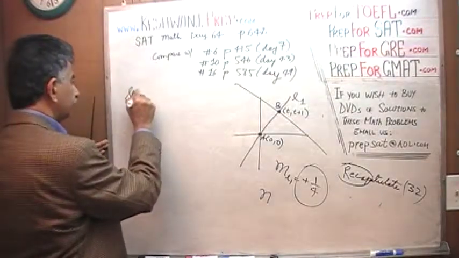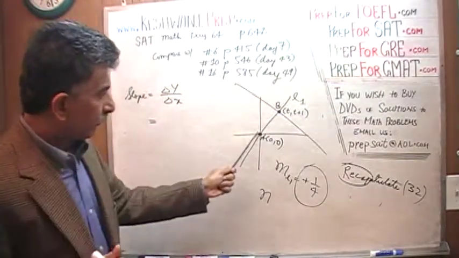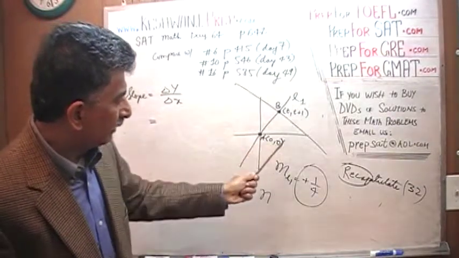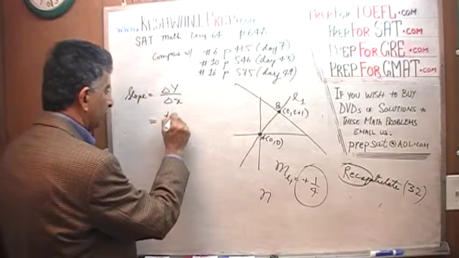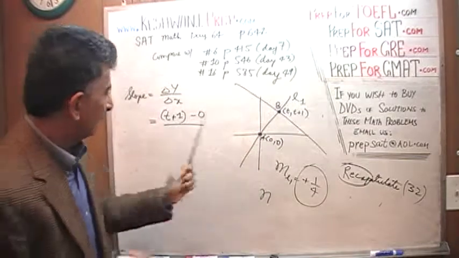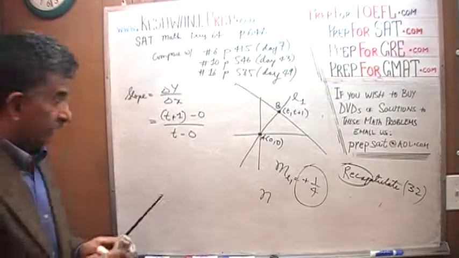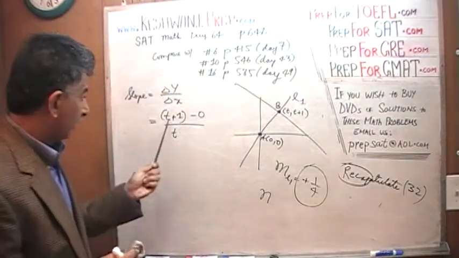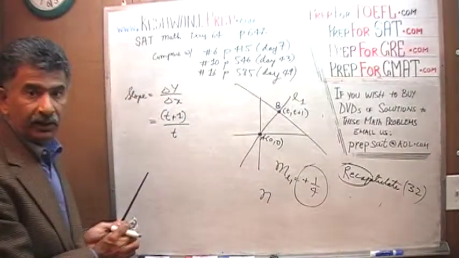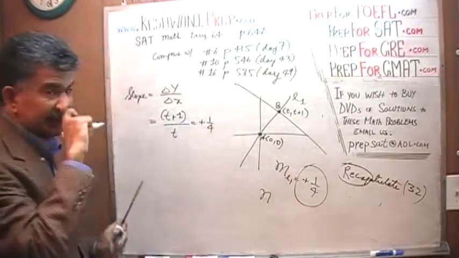Slope we know is equal to change in y over change in x. Going from point A to point B, the change in y is going to be t plus 1 minus 0, and change in x is going to be t minus 0. Since it's minus 0, it doesn't do anything. So that's it. This is the slope of the line L1, which we know has to equal positive 1/4. That's our equation.